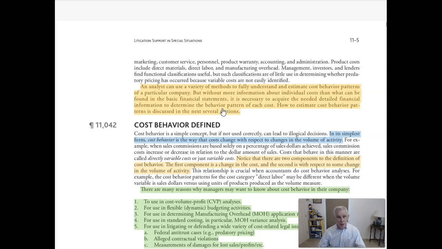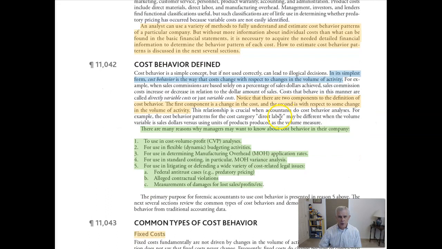It might end up being enough to help the plaintiff file the lawsuit. So again, this is not the detailed information that you really need, but it might be enough to get the case started. See, we're looking for average variable cost, right? And so then we have to look at the cost behavior.